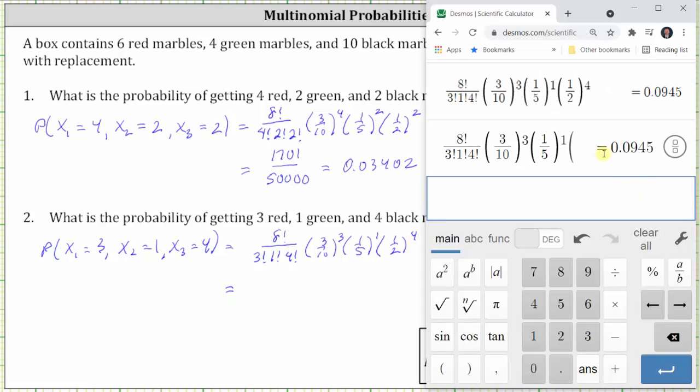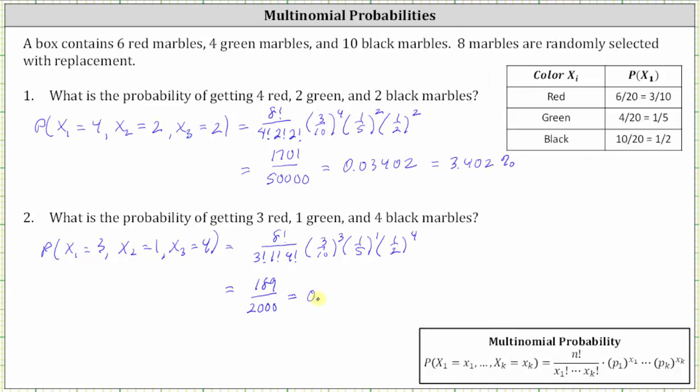As a decimal, we have 0.0945, or as a fraction, we have 189/2,000, which as a percentage is 9.45%.